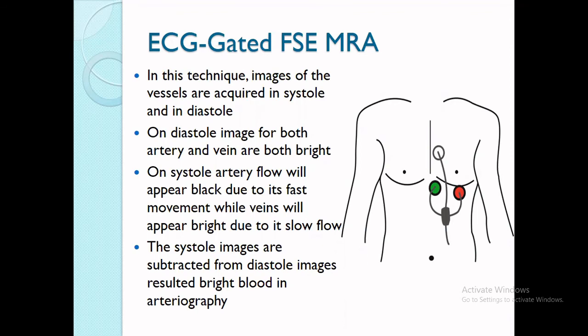So ECG-Gated FSE MRA is using electrodes. Look at the electrodes. There are three colors of electrode. One is the white one, which should be placed between the 2nd to 4th left parasternal space. We use it in this particular area, and then the green one below the xiphisternum there, and below the nipple we use the red one. So these are the 3 leads that are connected to a patient when you are doing an MRI based on the ECG-gated one. In this technique, images of the vessels are required in systole and diastole.